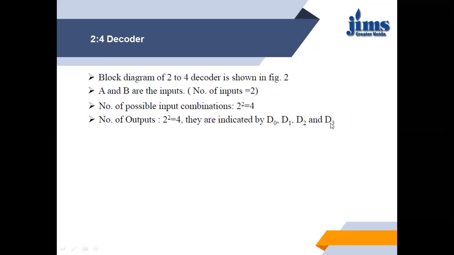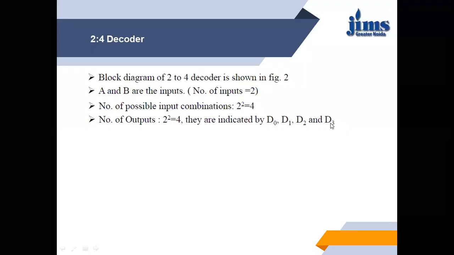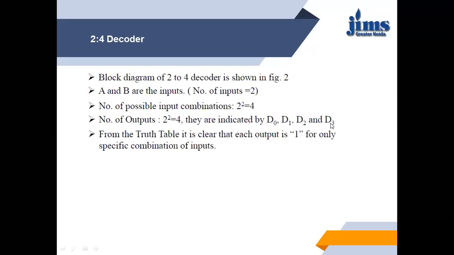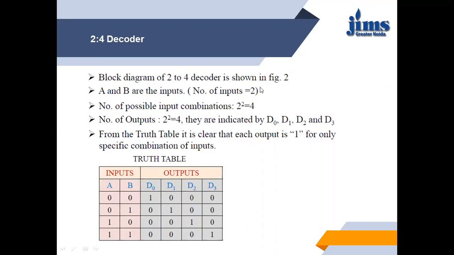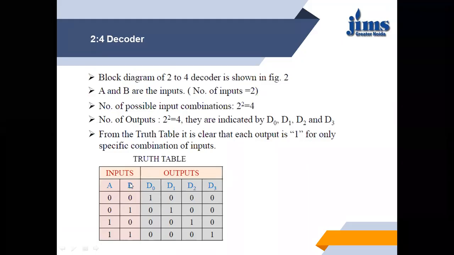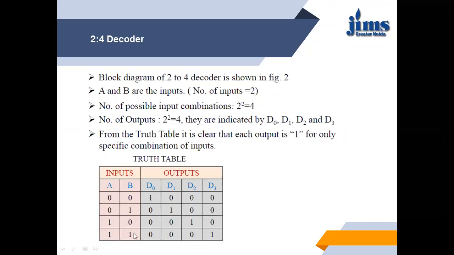So therefore the 2 is to 4 decoder has 2 inputs which are named as A and B. It has 4 outputs which are named as D0, D1, D2 and D3. Now come to the block diagram and truth table of the decoder. So you can see the truth table. Here are two inputs, A and B, four possible combinations 0 0, 0 1, 1 0 and 1 1.